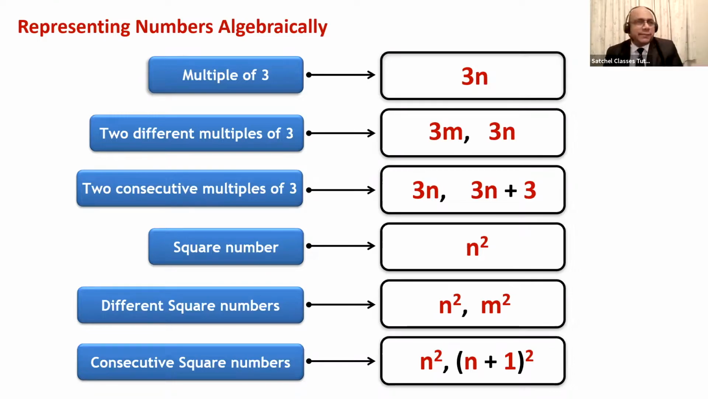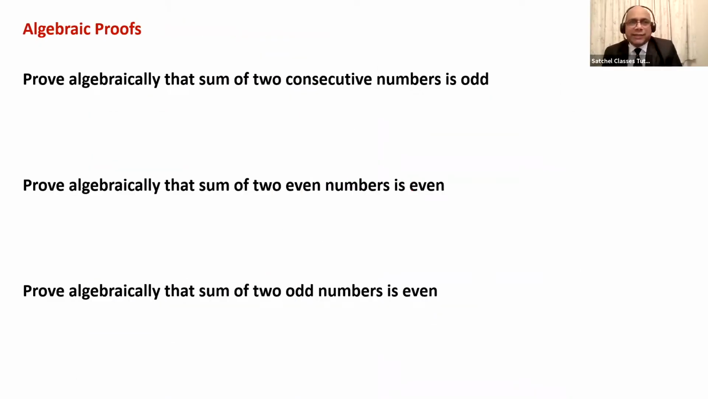Let's take examples. Prove algebraically that the sum of two consecutive numbers is odd. So any two consecutive numbers in general. If I take the first number as n, the next number will be one more because it is consecutive, right? So the next number will be n plus 1. What happens if I add? Because we are given sum, right? Sum is add. Well, as you can see, n plus n is 2n, plus 1. So you're left with 2n plus 1.